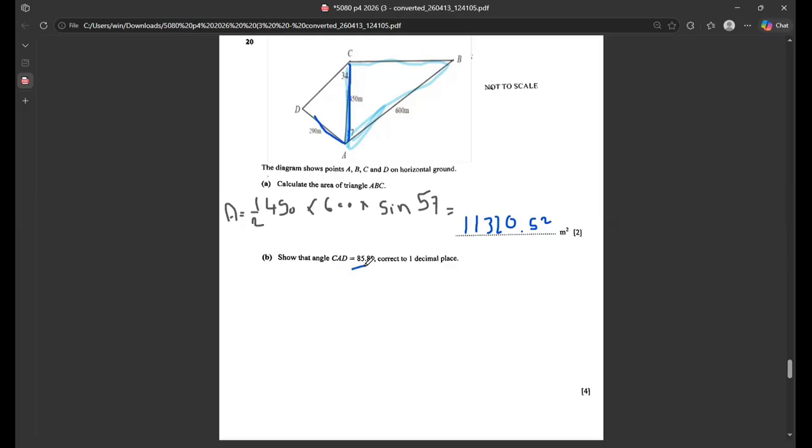Okay, show that the angle CAD is equal to 85.8, correct to 1 dp. Okay, so here we have this angle is 34, and we have this side is 290 here. So here we can get it.